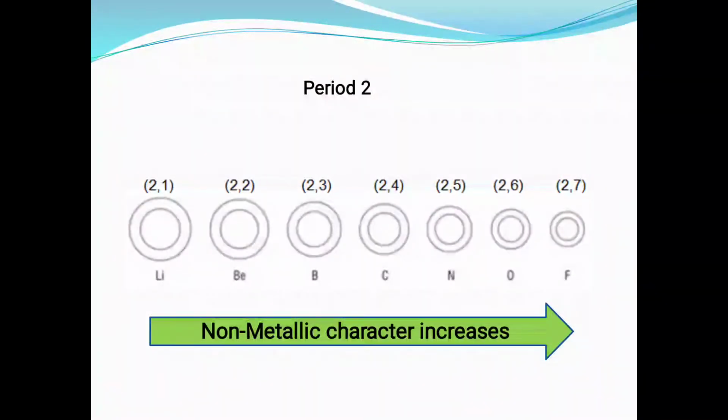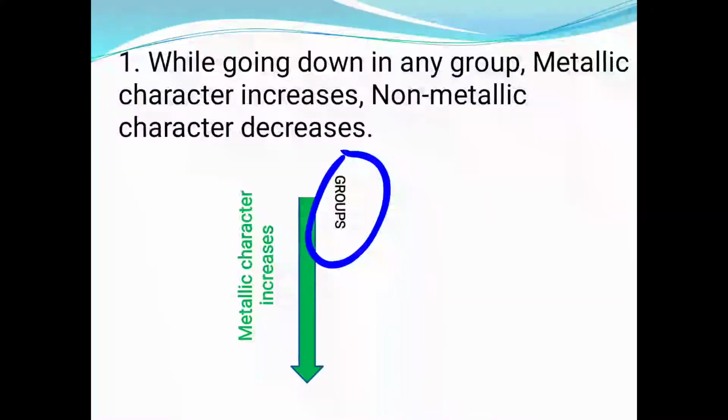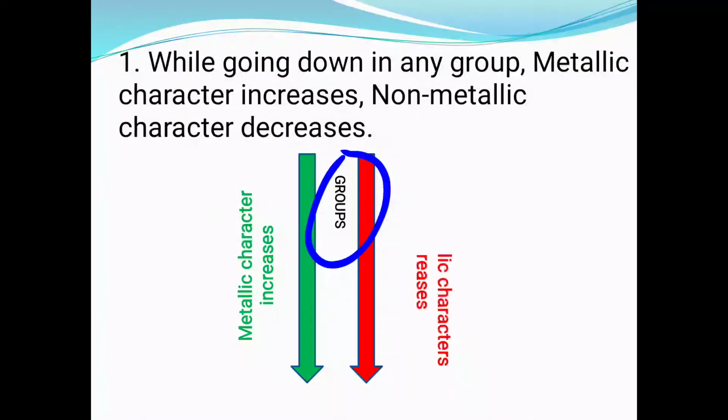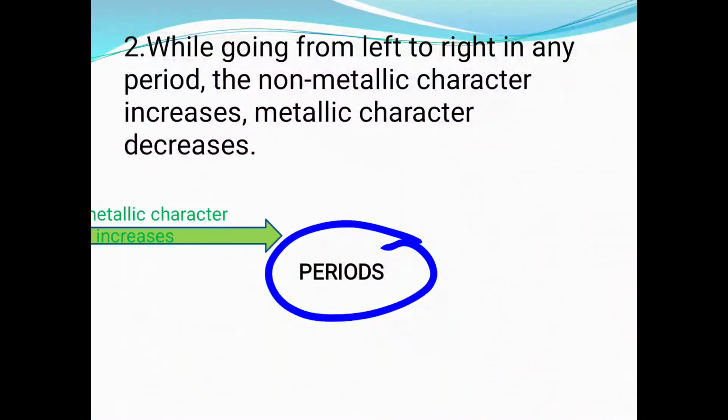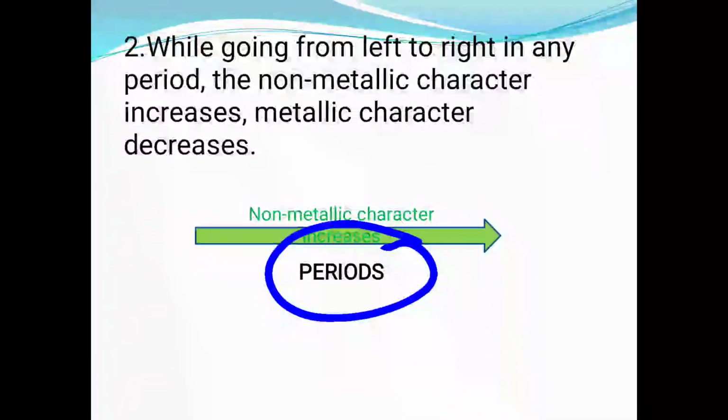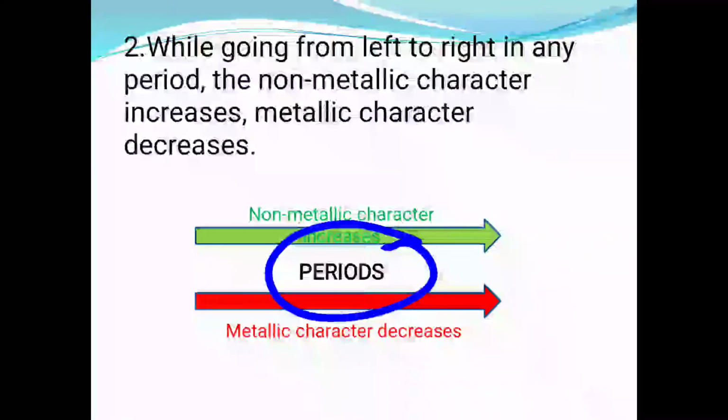Okay. So let's see the concluding statement. While going down in a group, the metallic character increases, non-metallic character decreases. While going left to right in a period, non-metallic character increases, metallic character decreases. So this was all about the gradation in metallic and non-metallic characters in the periodic table. Hope you understand the concept.